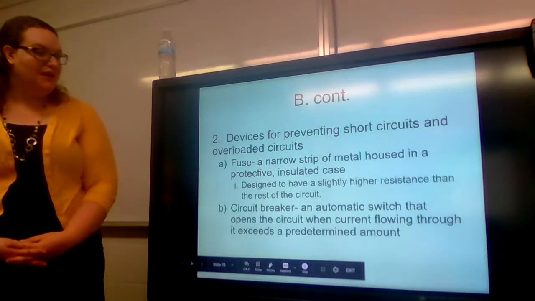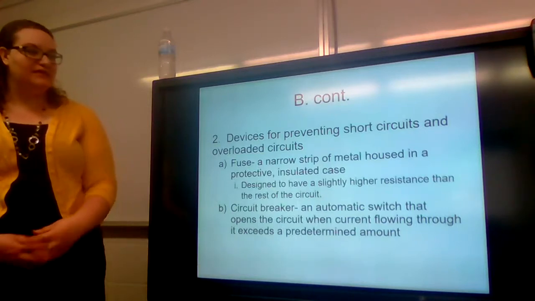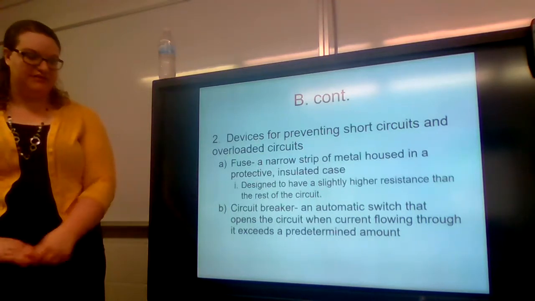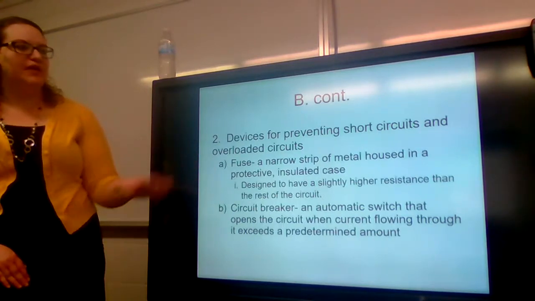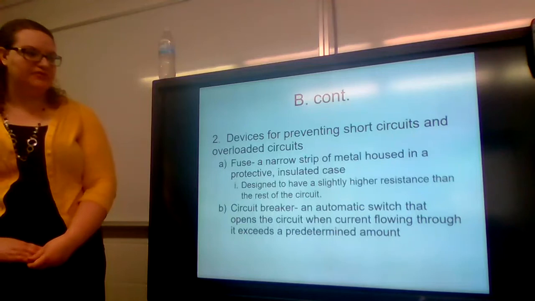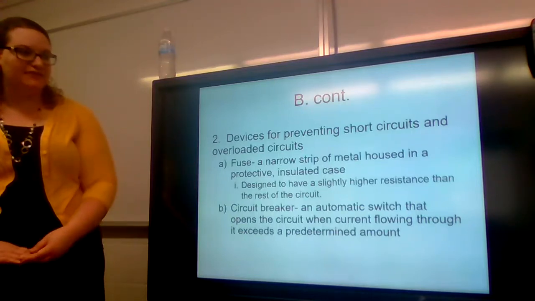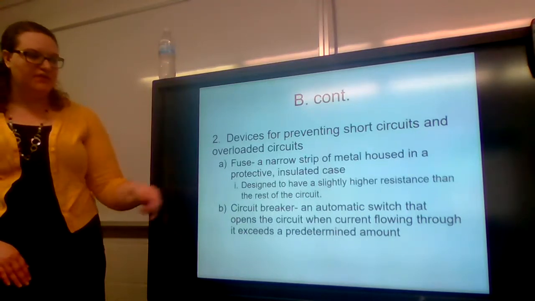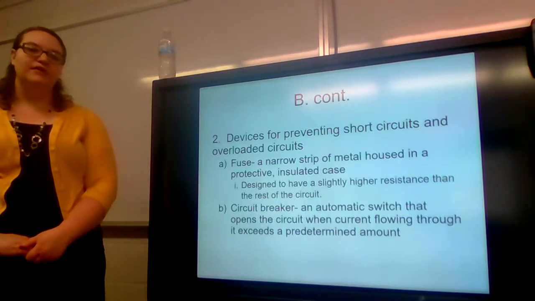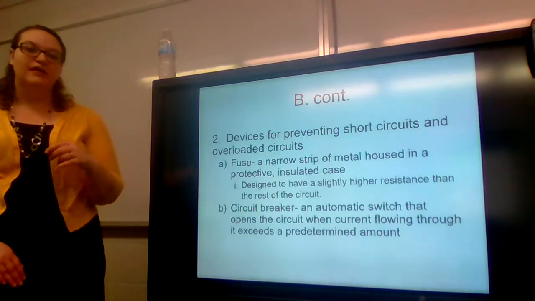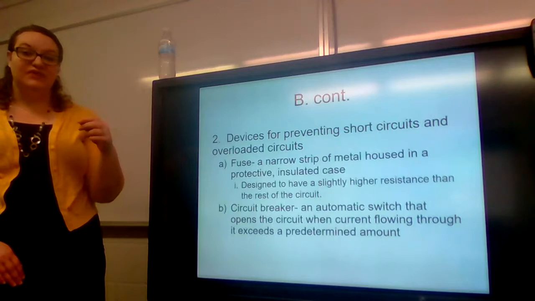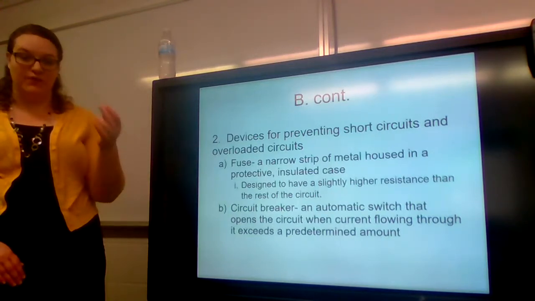My bad. All right, so devices for preventing short circuits and overloaded circuits. The first is a fuse. A fuse is a narrow strip of metal housed inside a protective insulated case. It's designed to have a slightly higher resistance than the rest of the circuit. If you've ever heard somebody say they blew a fuse, okay, that means that the safety device inside that particular object gave out, it quit working.